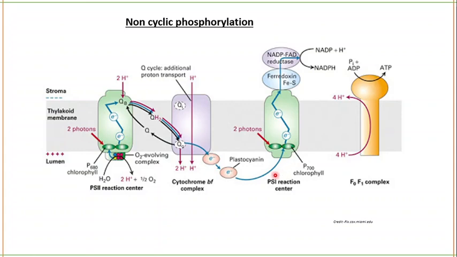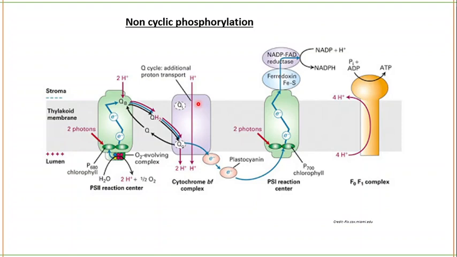Why? Because there is formation of ATP due to light-induced non-cyclic electron flow, and hence it is called non-cyclic photophosphorylation. Fine. You will see a diagram that will be representing the Z scheme. I will show you that diagram in the later section.